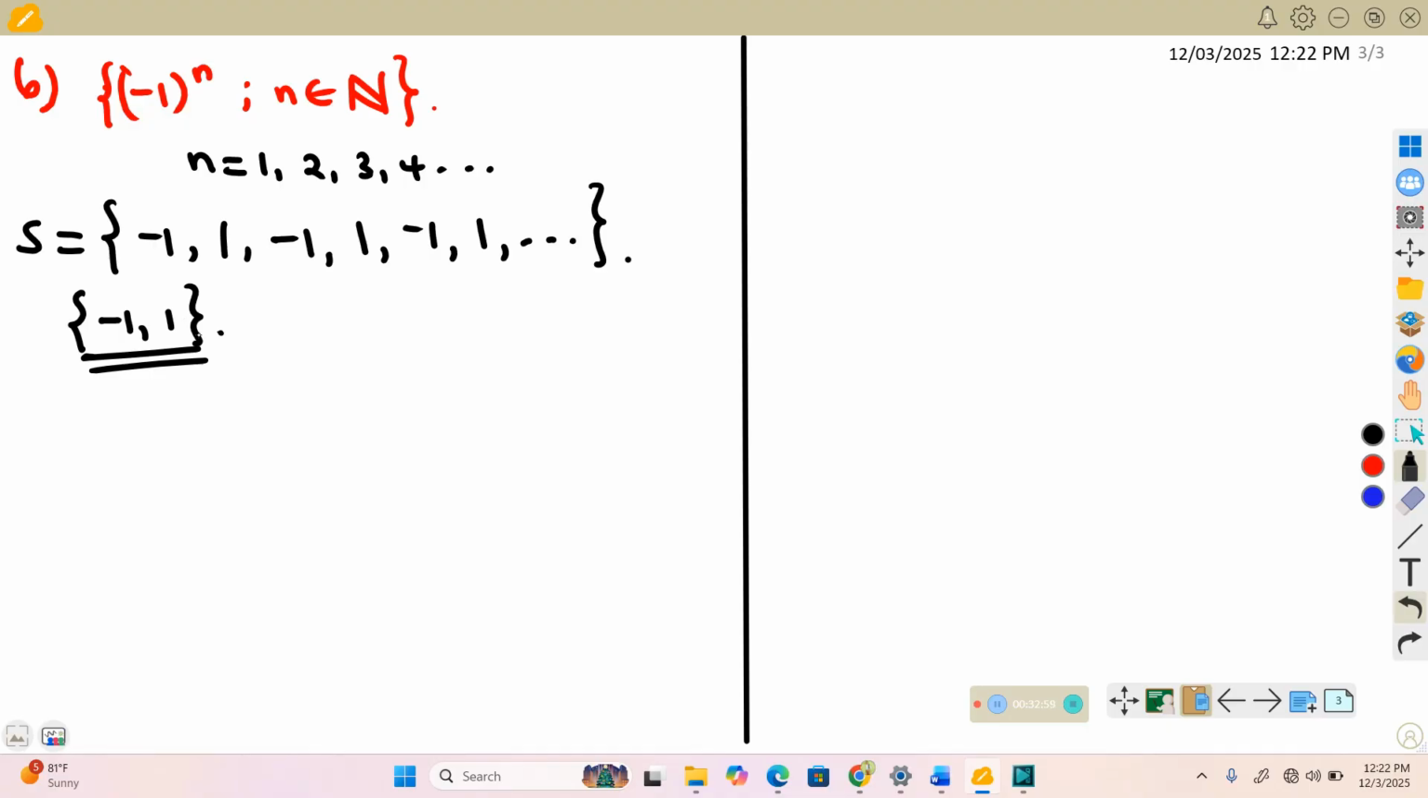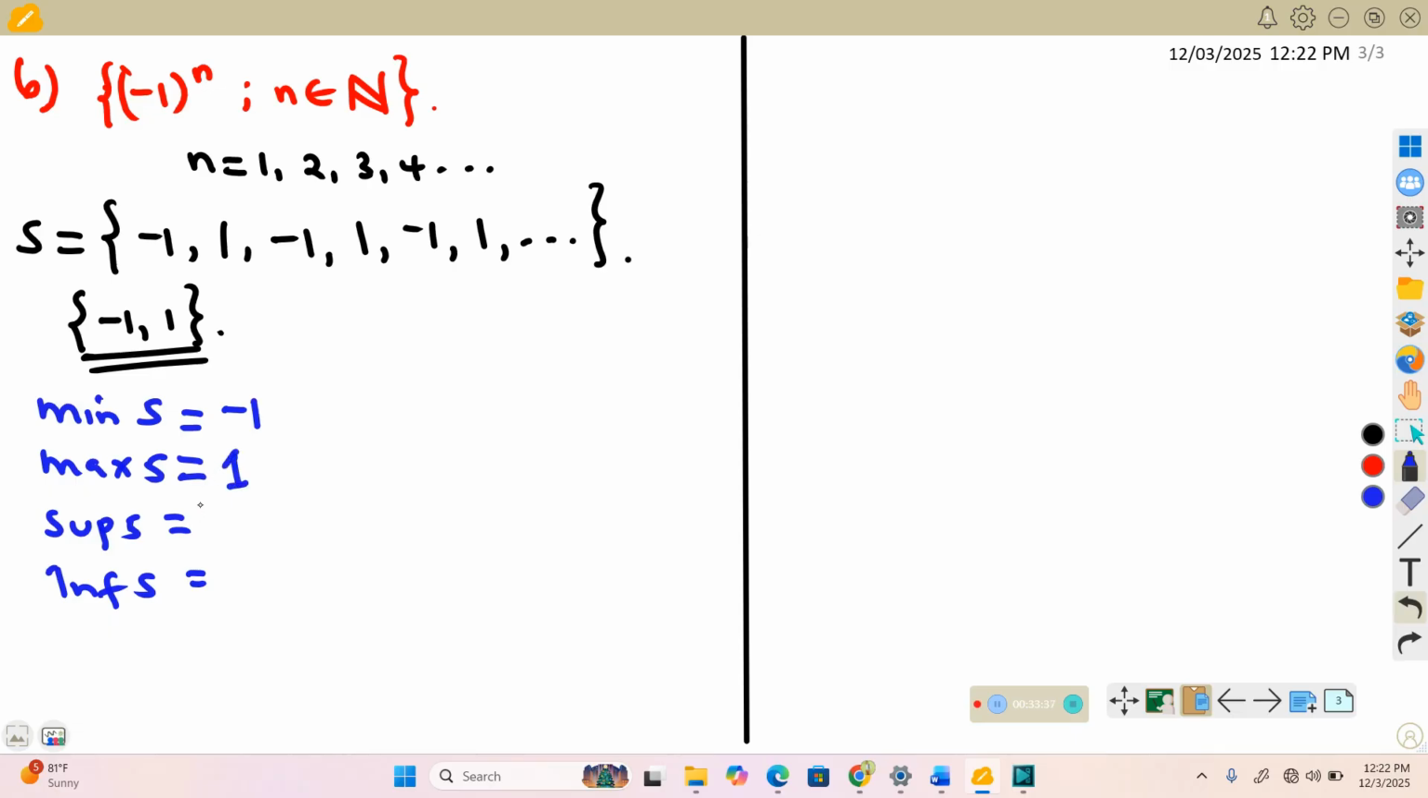So if it consists of elements -1 and 1, what will be the minimum of this set? What will be the maximum? What will be the supremum? What will be the infimum? The minimum is the smallest value, and it must be within this set. When we look at this, our smallest value is -1. The maximum must be the greatest value within this set, and the greatest value will be 1.